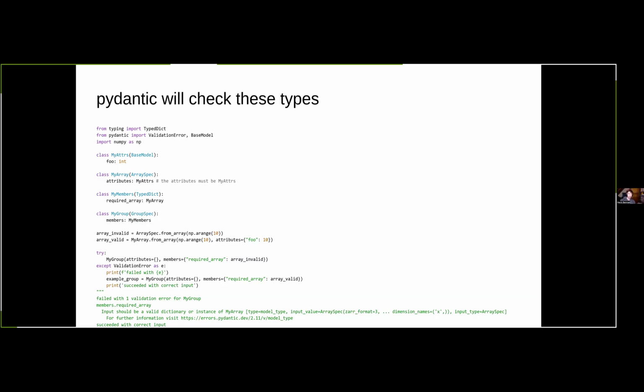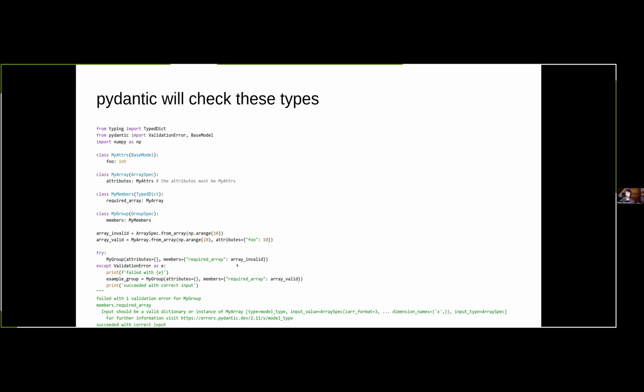And then I create an invalid array, and that's just going to be a regular ArraySpec. And there's a convenience method to make these from NumPy arrays. And then there's the valid array, which has the right attributes, right? Because the arrays that are valid here must have attributes where there's a key foo and a value that's an int. And if I try and create an instance of my group with the wrong members, where the array is invalid, we get a failure.